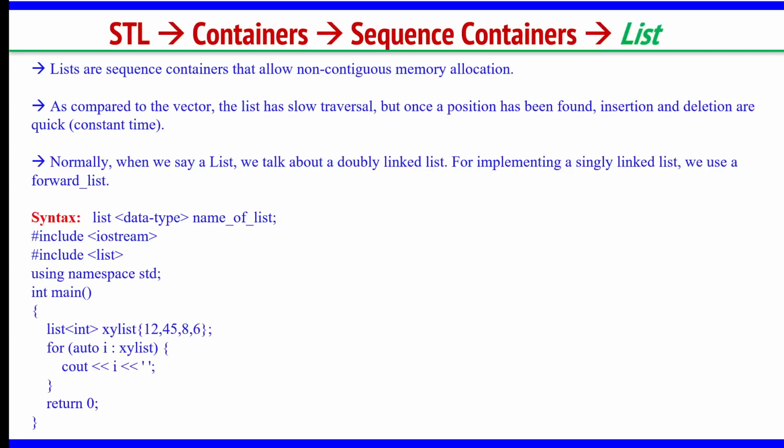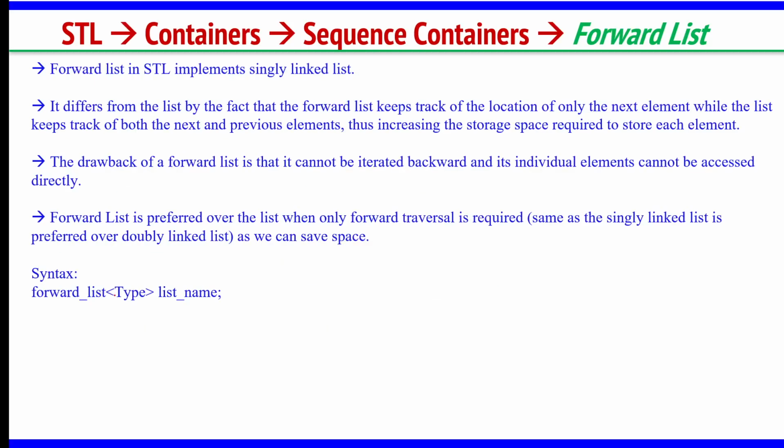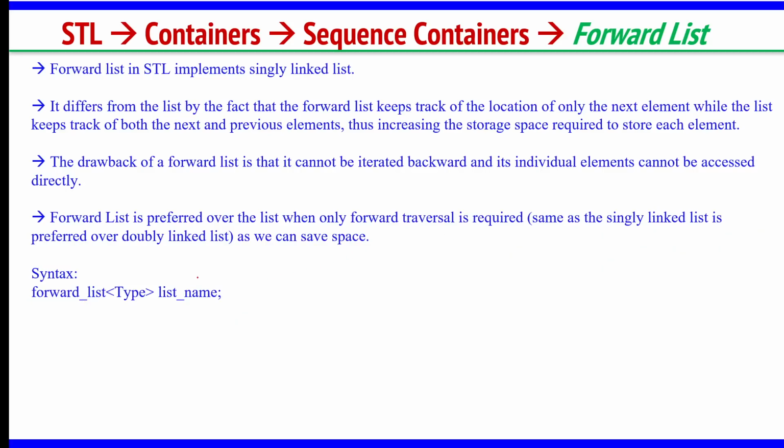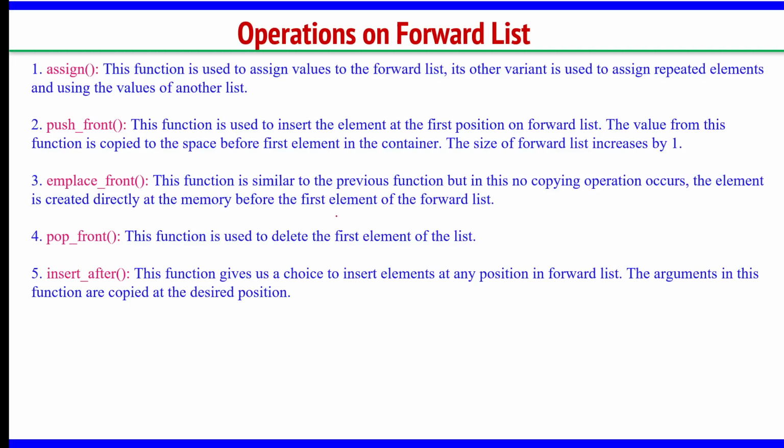What is the syntax of list here? List, data type, the list name and the elements. Same is the syntax for forward list: forward underscore list of the data type and the list name L1. You can give elements like 10, 20 and 30 here itself, it can be assigned like this. So, the forward list syntax is forward underscore list, type, list name.